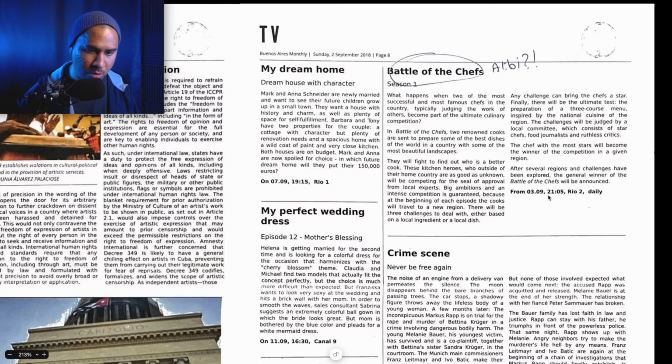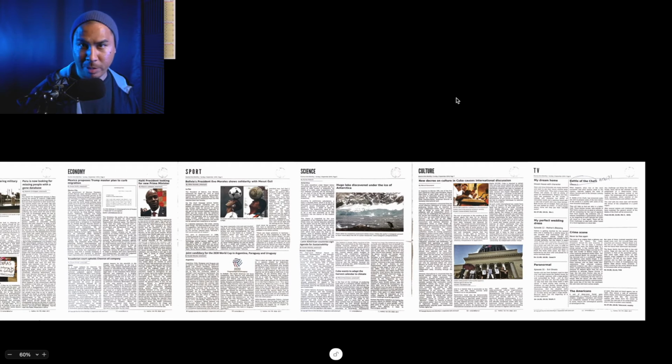From 3/9/2105, Rio 2 Daily. So this is the 3rd of September, 2021. I don't know what this 05 is. All right, why would this be an alibi? Someone participated in this competition? Guess we will have to see. Since there's already a note here, I don't think I need to take any notes. And that's it for the newspaper for now.